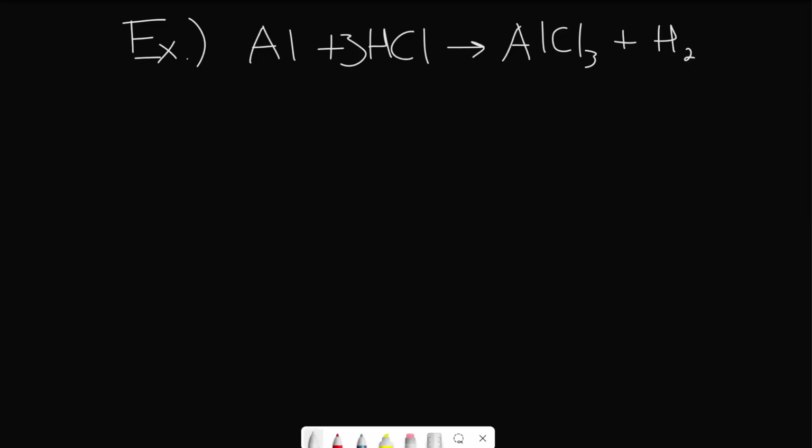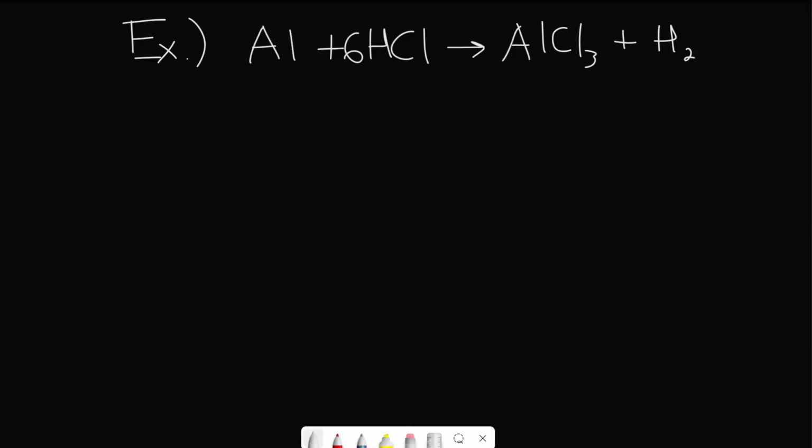Well, the easiest solution to this issue would be to take a look at the 3 and take a look at the 2. And since we have to get whole numbers, then maybe the smartest idea would be to find the least common multiple of 3 and 2, which, if you multiply them, is 6. So let's go ahead and just throw a 6 in front of HCl and do the rest from there.